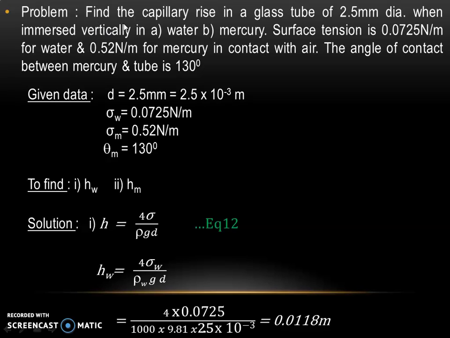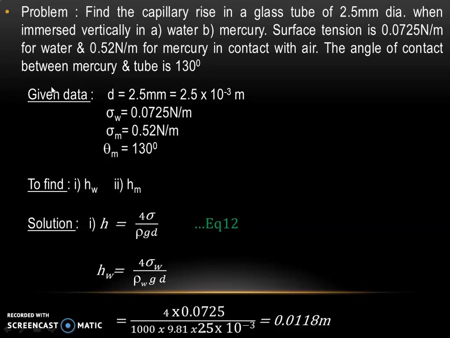Now we will solve a problem to find capillary rise and depression. We are asked to find capillary rise in a glass tube of diameter 2.5 mm when immersed vertically in water and also in mercury. Surface tension for water is given as 0.0725 Newton per meter and for mercury it is 0.52 Newton per meter. The angle of contact between mercury and tube is given as 130 degree.